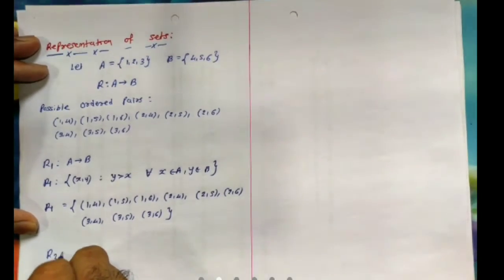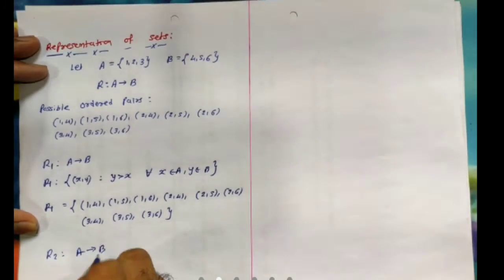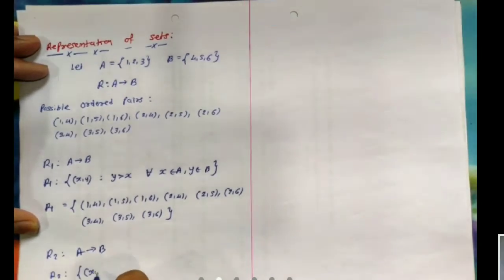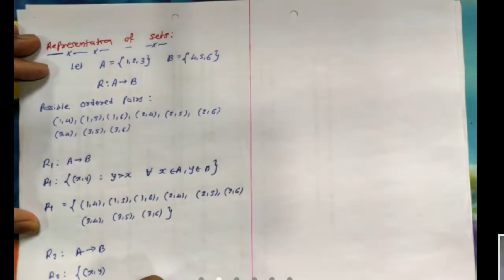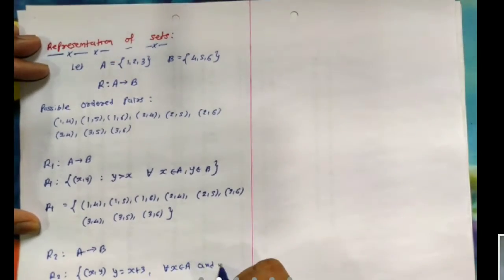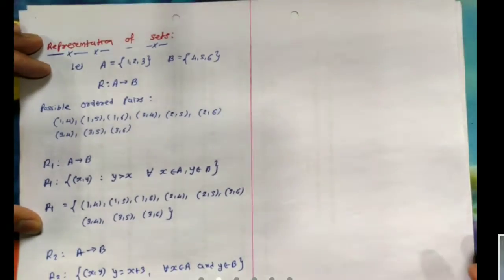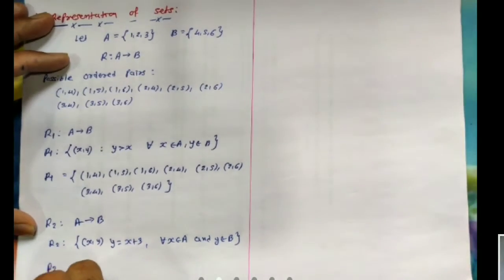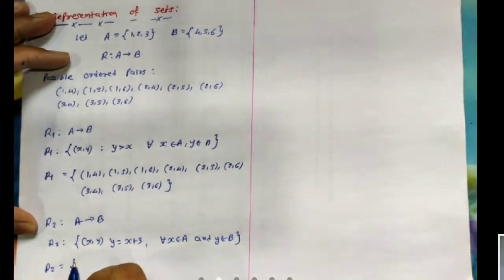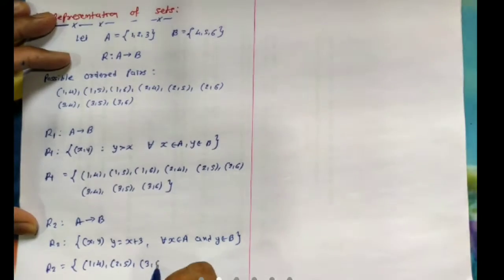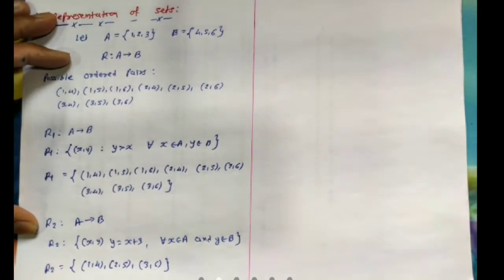Then we described relation R2 between elements of set A and elements of set B, and that description was R2 is the set of ordered pairs (x, y) such that y equals x plus 3, where x belongs to set A and y belongs to set B. For this description we get the elements, which were (1, 4), (2, 5) and (3, 6). These are the ordered pairs of relation R2.